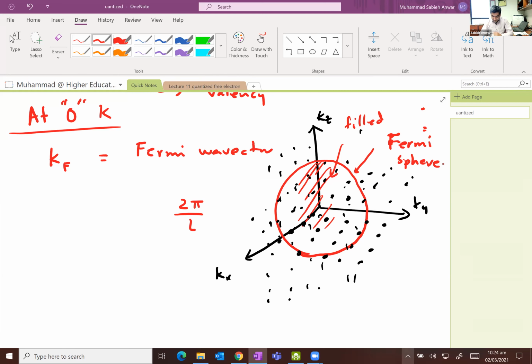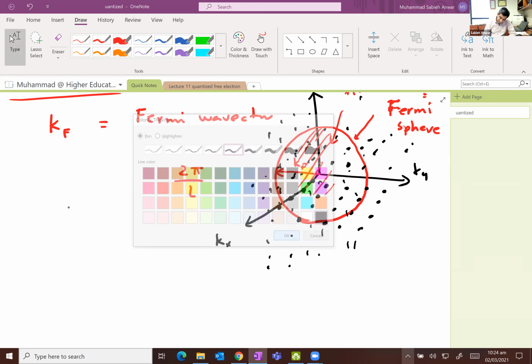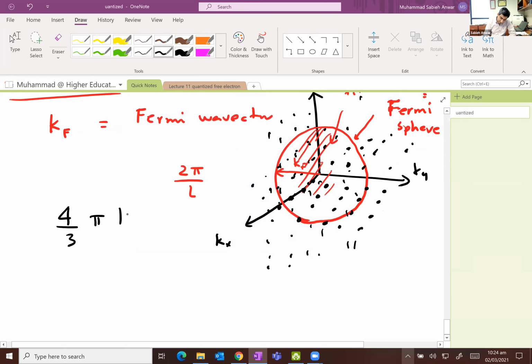Now this Fermi sphere is going to have a certain radius, and that radius is defined to be kf. So the volume of this Fermi sphere is 4 over 3 pi kf cube. What I'm trying to do is find out the energy of the Fermi electrons, the electrons that are at the Fermi sphere. So the volume of this Fermi sphere is 4 over 3 pi kf cube.